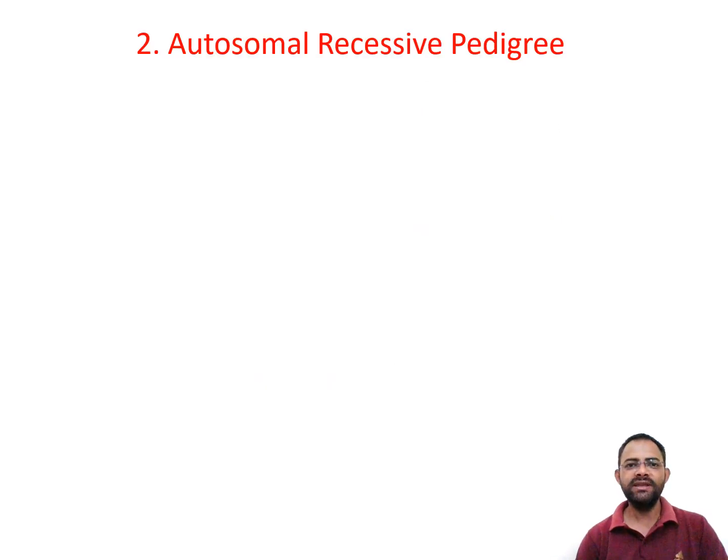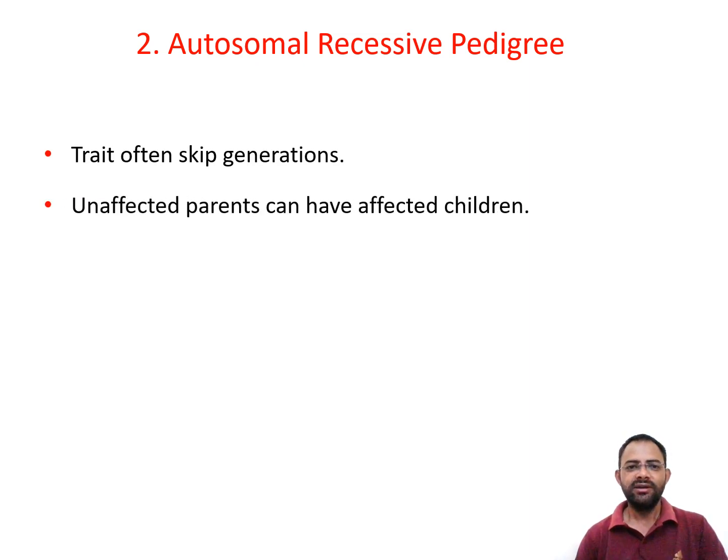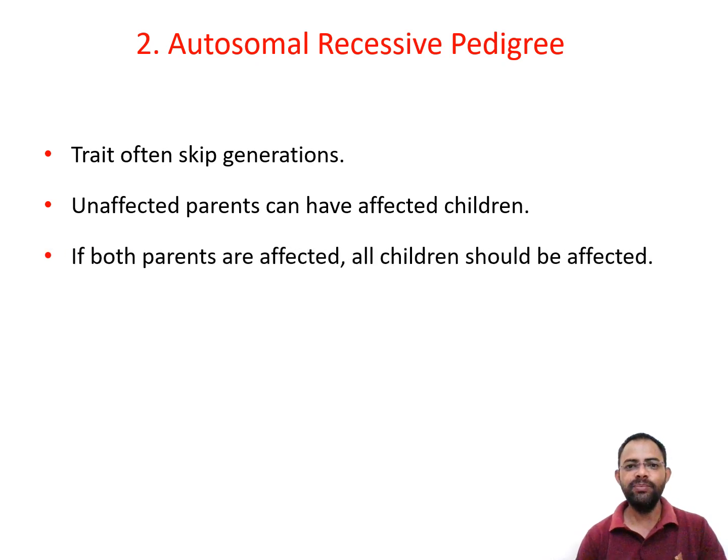Now, the second one is autosomal recessive pedigree. The salient features of the inheritance of such type of traits are: traits often skip generations. The second thing is unaffected parents can have affected children. That is the very important character to be noted here. Now the next one is, if both parents are affected, all children should be affected.